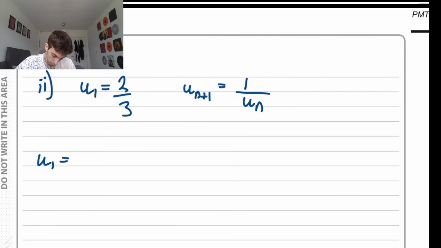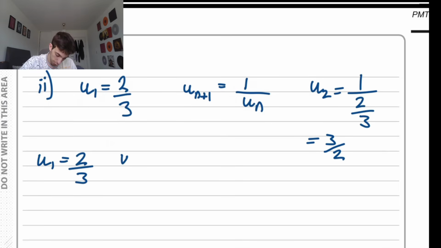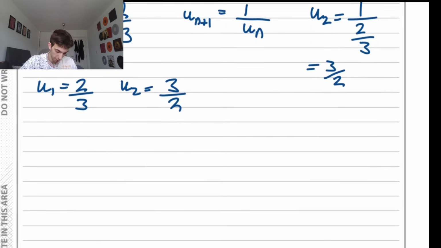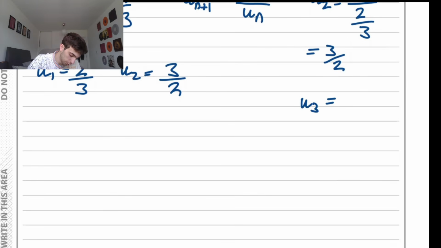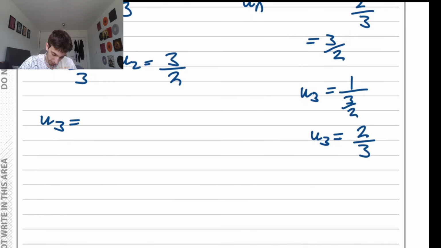So we have that u1 equals 2 over 3. We know that u2 will be 1 over the previous term, so that's going to be 1 over 2/3. 1 over 2/3 equals 3 over 2. So u2 will be equal to 3 over 2. Now focusing on u3, u3 will be equal to 1 over u2, and u2 is 3 over 2. So 1 over 3 over 2, I think we're seeing a pattern here. u3 will be equal to 2/3. And we can actually see that this pattern will keep on repeating.